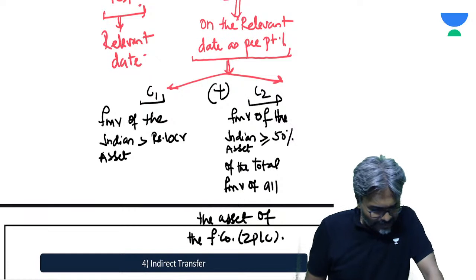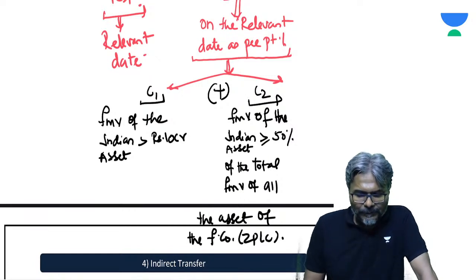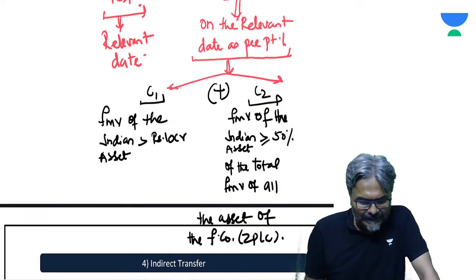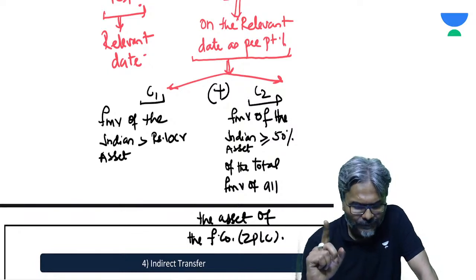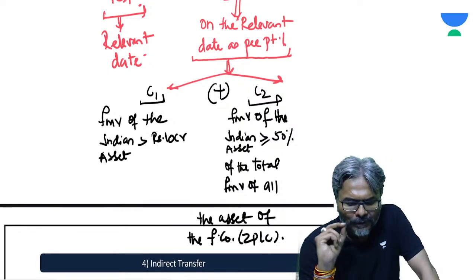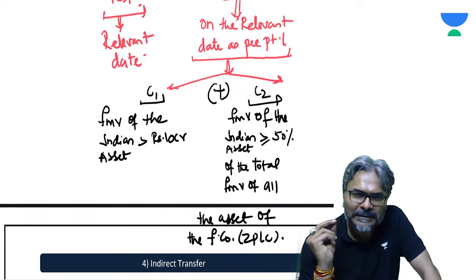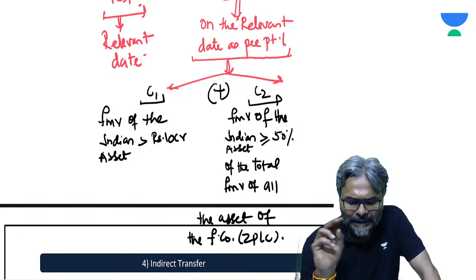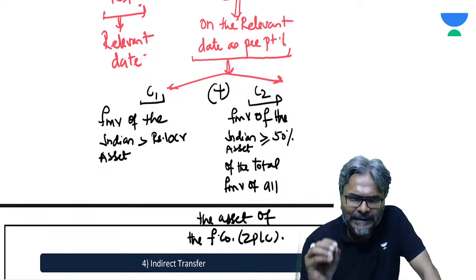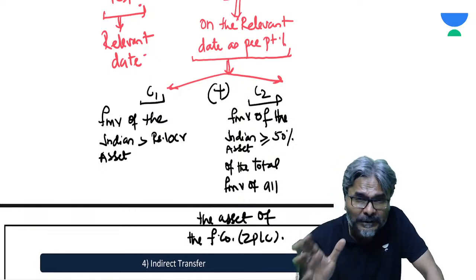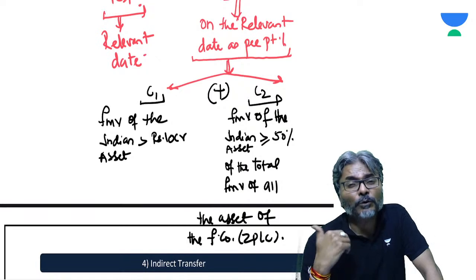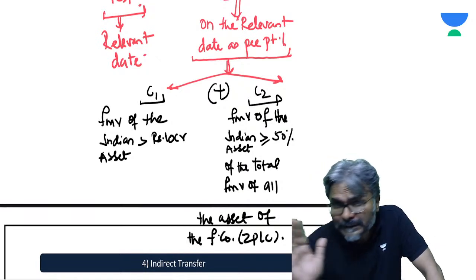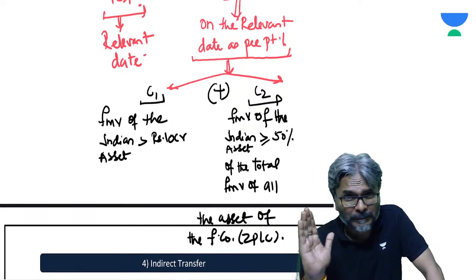Neelanjan, good evening. Therefore, these two conditions should be satisfied. First condition, again I am telling to all of you: fair market value of the Indian asset should be more than rupees 10 crores. That is the first condition. And the second condition is that the fair market value of the Indian asset should be at least 50% of the total fair market value of all the assets of that particular foreign company.